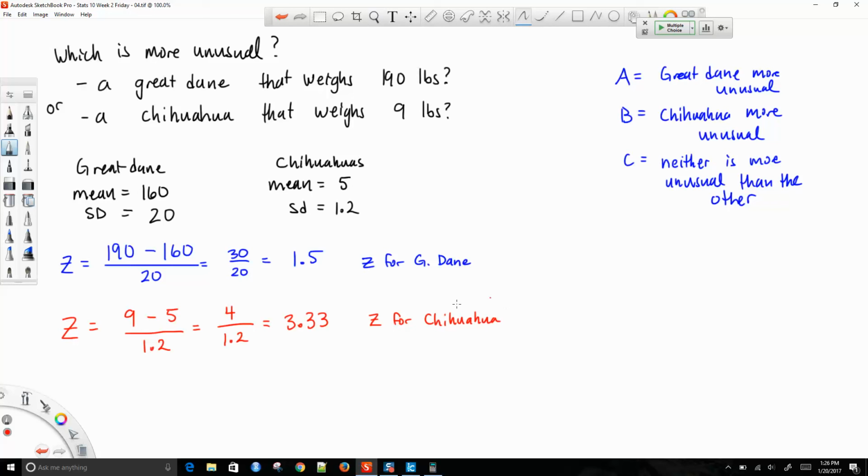So as far as Chihuahuas go, this is like the monster of Chihuahuas, right? Because 99.7% of Chihuahuas would have Z-scores between 3 and -3, and this one is beyond that. So this is the Godzilla of Chihuahuas.